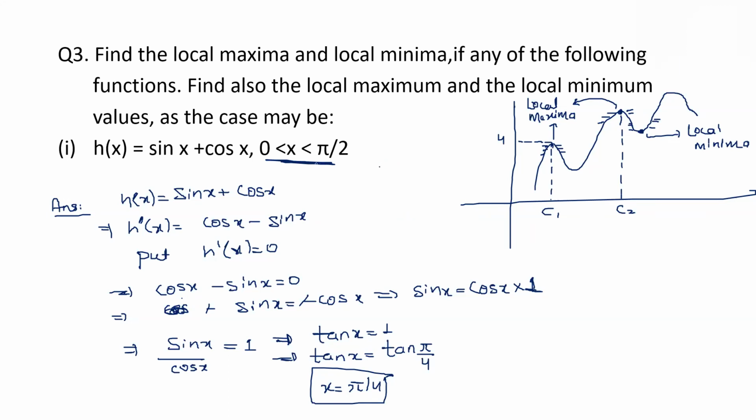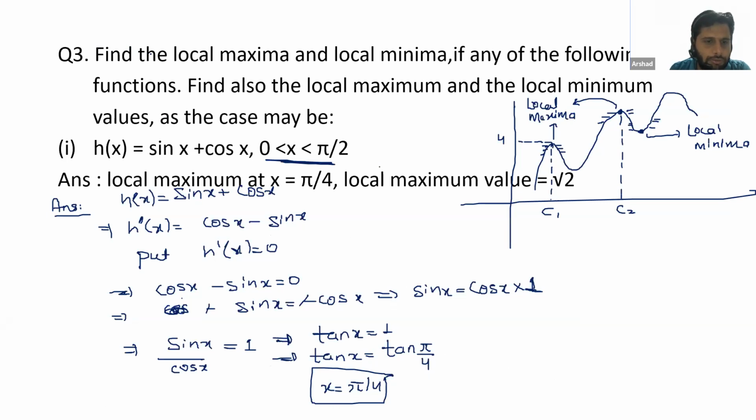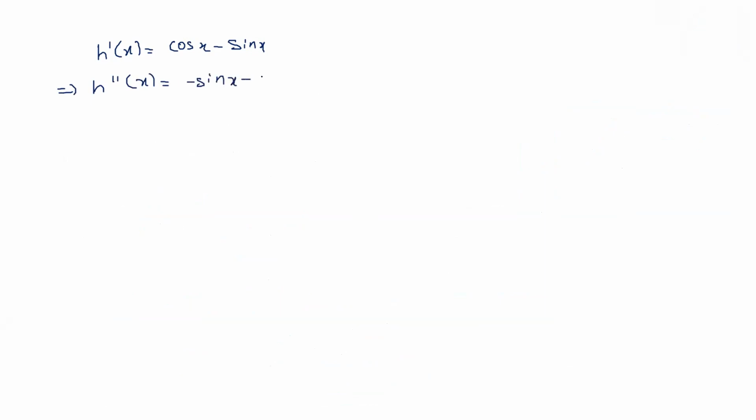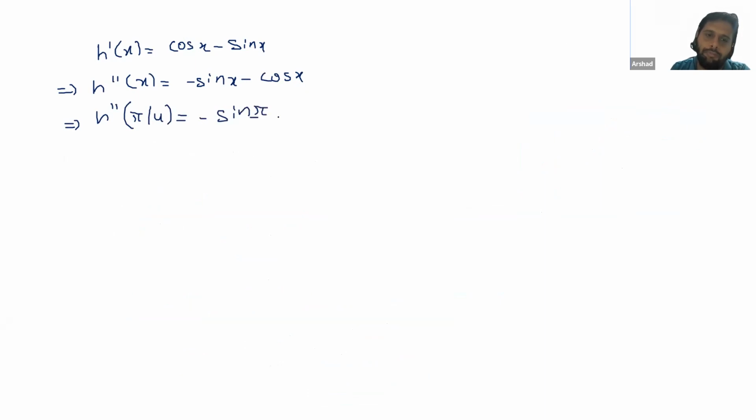Please check here. So h'(x) is equal to cos x minus sin x. Again, differentiate this. Tell me first what you will get here. Minus sin x minus cos x. Very good. Now put this angle pi by 4. So we will get minus sin pi by 4 minus cos pi by 4.